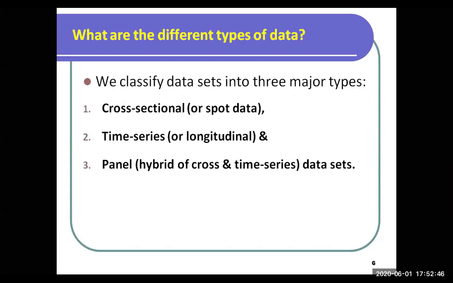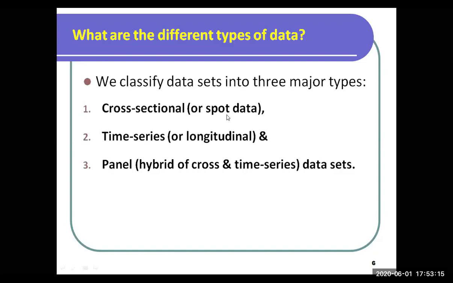Therefore, in general, the data could be classified into 3 parts. The first part is cross-sectional data, also referred to as spot data. The second type is time series data, also referred to as longitudinal data. And third, panel data, a hybrid of both cross-sectional and time series data.